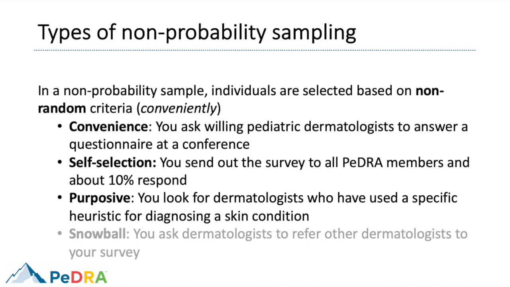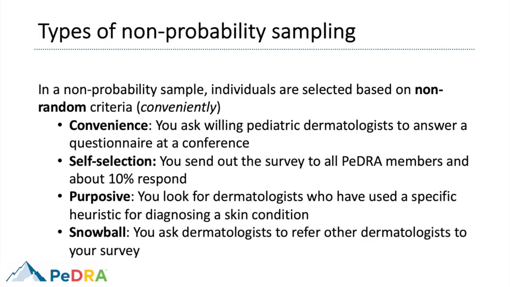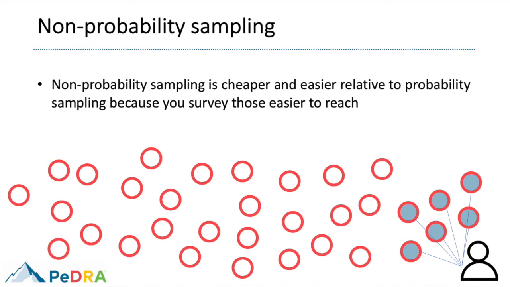Purposive sampling is where you have a very specific criteria in mind and you go looking for those people. For example, suppose you're looking for dermatologists who have used a very specific diagnostic heuristic. Another approach is using the snowball method, and this is becoming more common with social media. That is, you ask a dermatologist, for example, to refer other dermatologists to the survey. So it's a networking approach. Non-probability sampling is cheaper and easier relative to probability sampling because you survey those who are easier to reach.